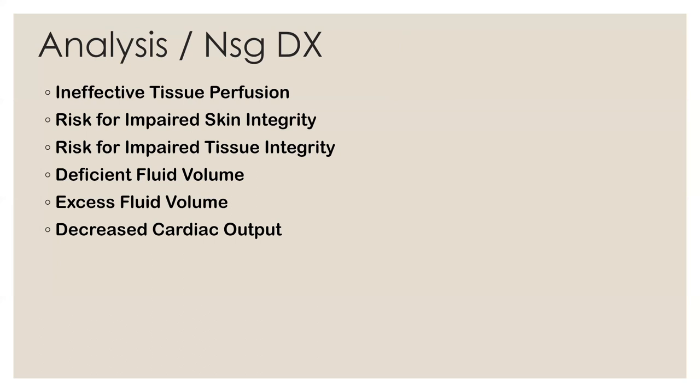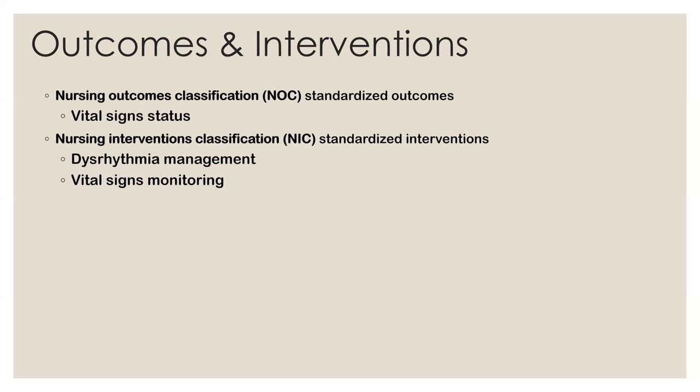Okay. So outcomes and interventions with these patients. Vital sign status is the only outcome that's directly pertaining to assessing the pulse. All of these outcomes are going to really depend on what's going on with your patient at the time.